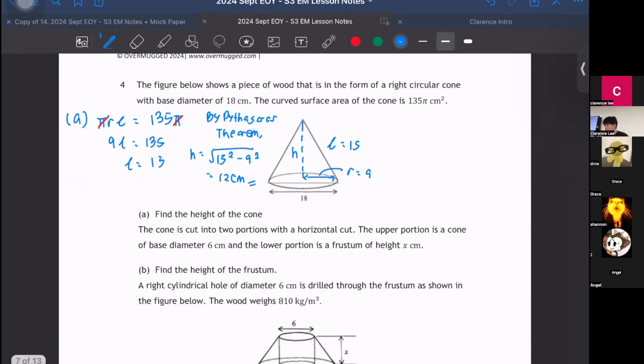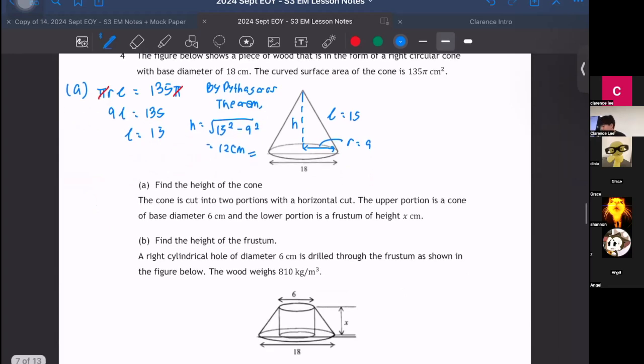Okay, second part, the cone is cut into 2 portions with a horizontal cut. The upper portion is a cone, the lower portion is a frustum. So what's the frustum? It is this ugly looking shape over here, whereby you remove a small cone from a big cone, you will get a frustum.